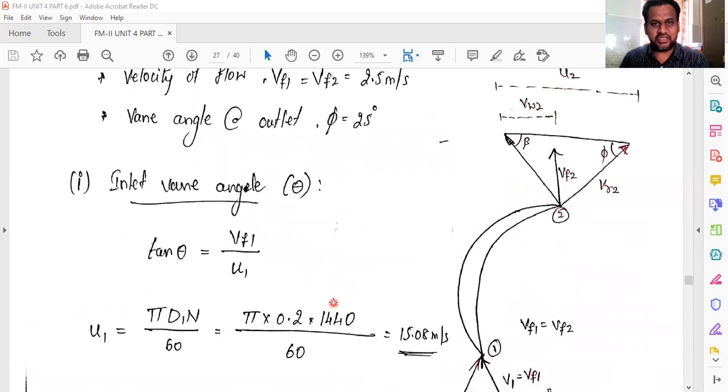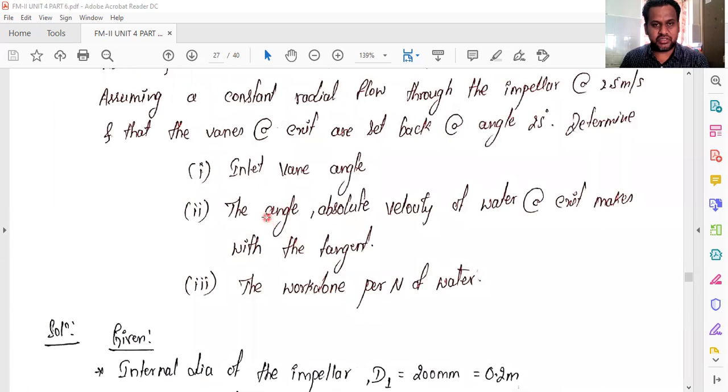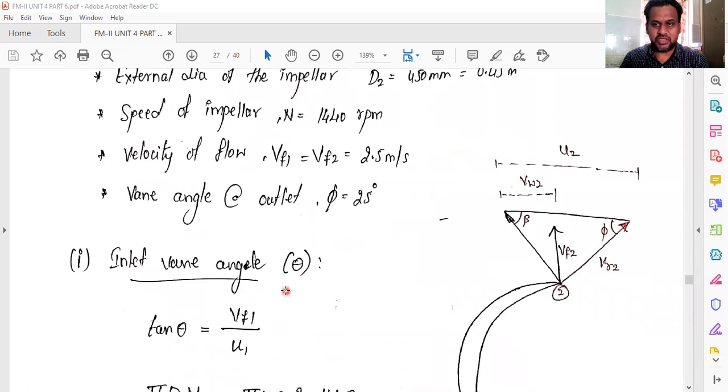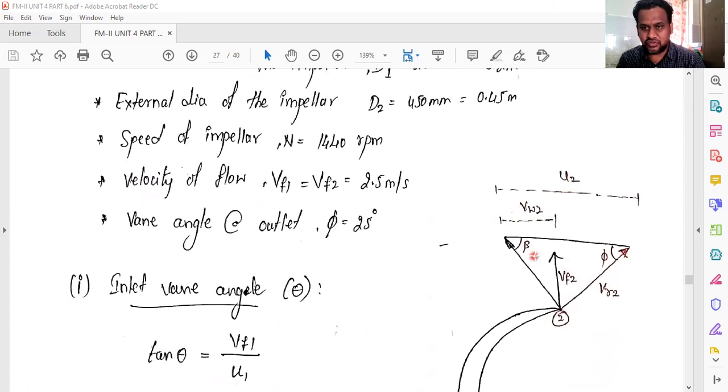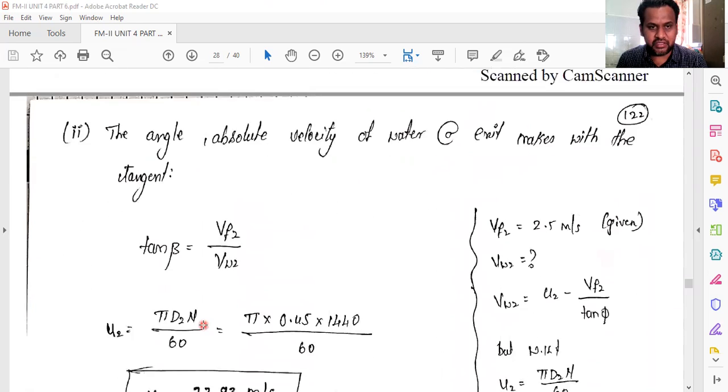Okay, so let's go for the second sub question, that is, the angle that the absolute velocity of water at exit makes with the tangent. So that means the absolute velocity making an angle with the tangent. This is the absolute velocity, which makes an angle with the tangent, which is nothing but beta. So we need to find the beta.